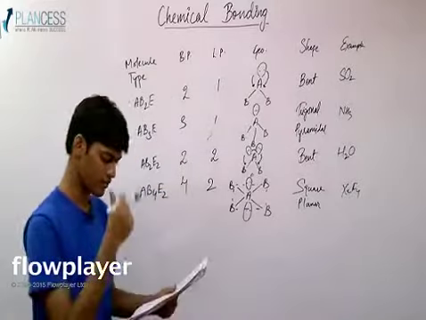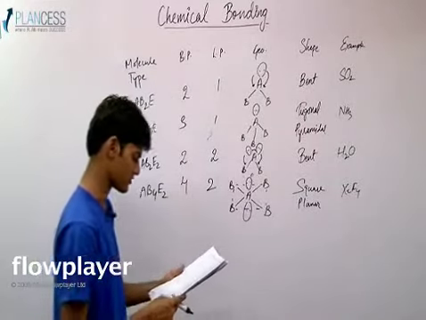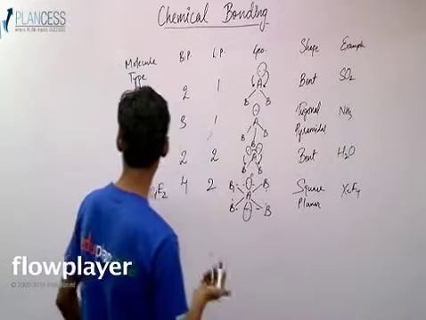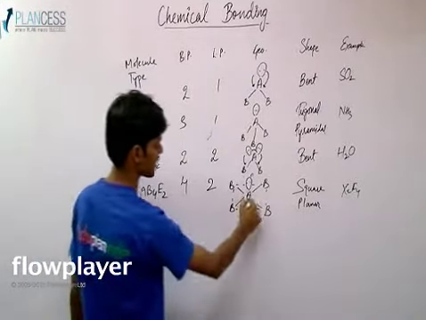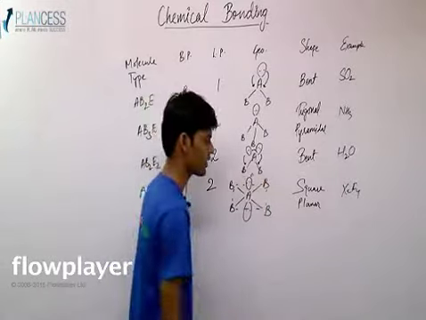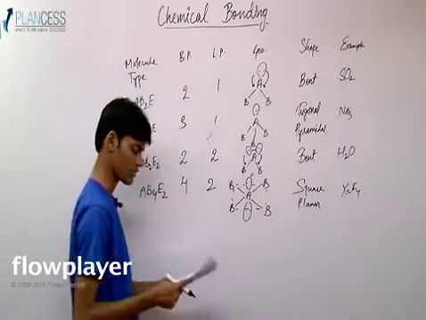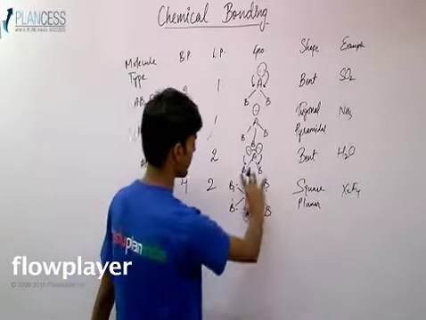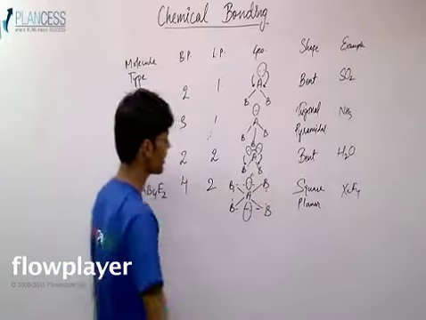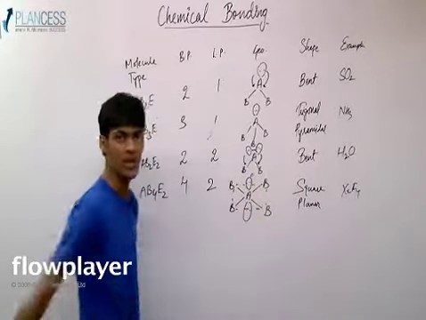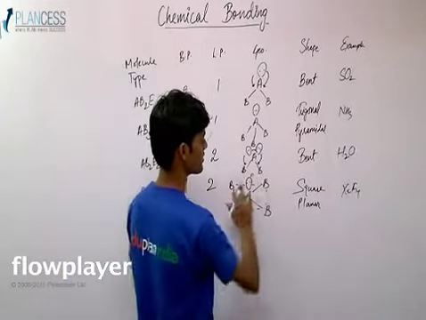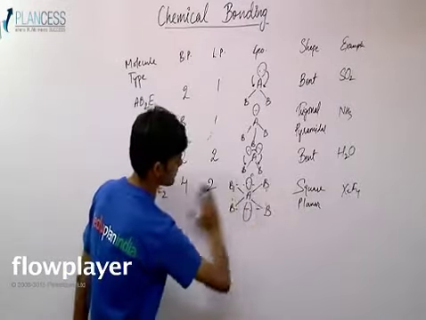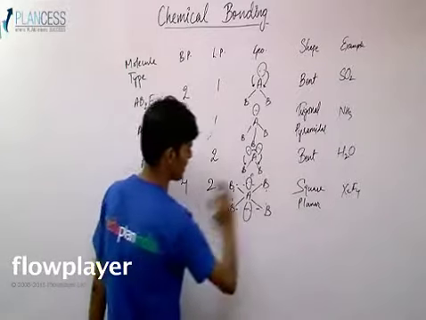XeF4 would be one of the examples. And one more thing: AB5E. In that case, there would be bond pairs and 1 lone pair, and that electronic geometry is said to be square pyramidal. If they both are present, then it's square bipyramidal. If one bond pair and one lone pair are present, it is said to be square pyramidal, and if two lone pairs are present, it is square planar, because all these four elements can now be said to be in the plane.